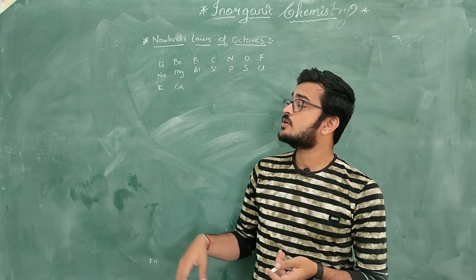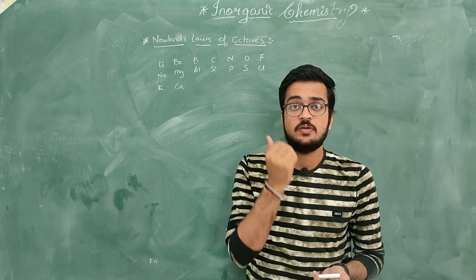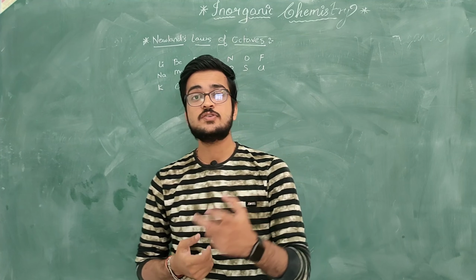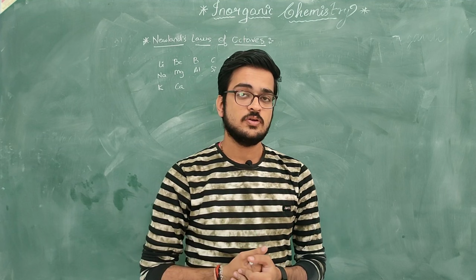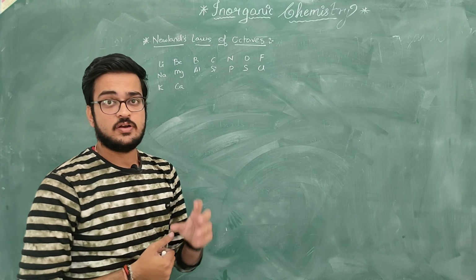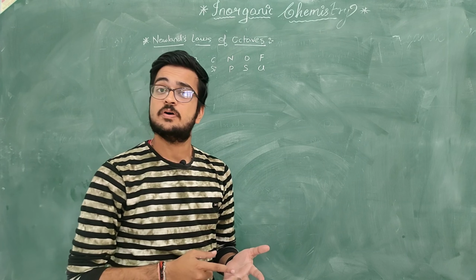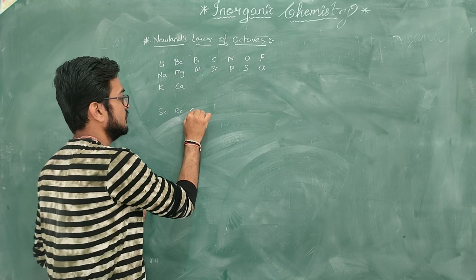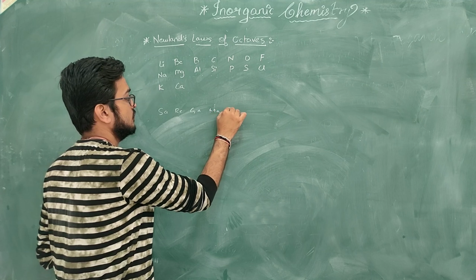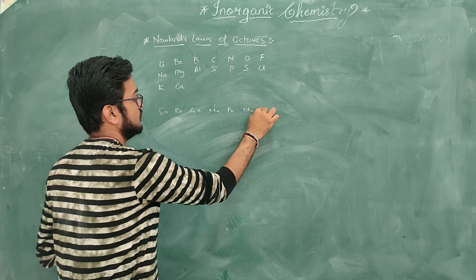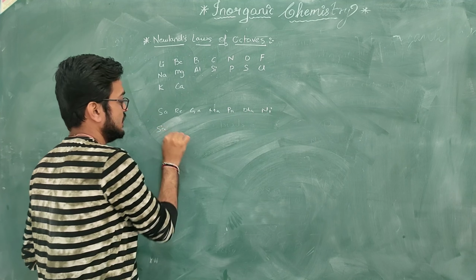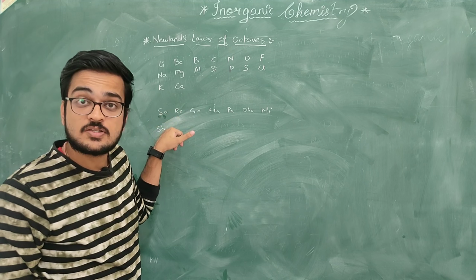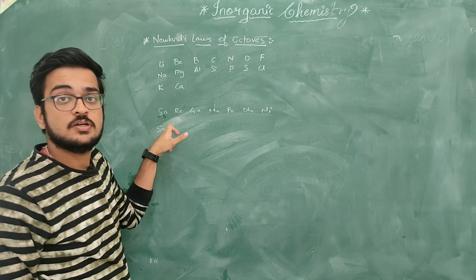Now coming to Newlands' law of octaves, yes, even he classified the elements based on the notes. There are 7 notes, or I could say 8 notes in our music, that is sa, re, ga, ma, pa, dha, ni, sa. We write sa, re, ga, ma, and the last sa. It has been repeated: the first note and the 8th note are the same.